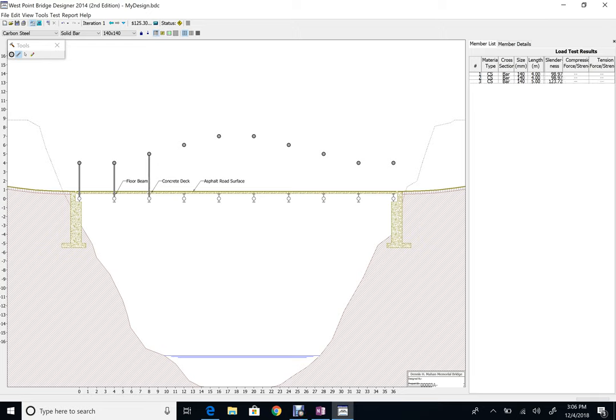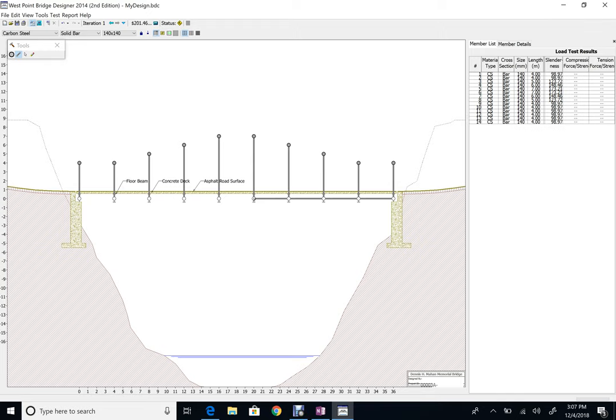Grab member tool, draw your member. You can draw vertical member first. Just click at the first node, keep holding the left click until the second point. Just release your click, that's it. Keep going for the bottom chord. Top chord, we have inclined member here.